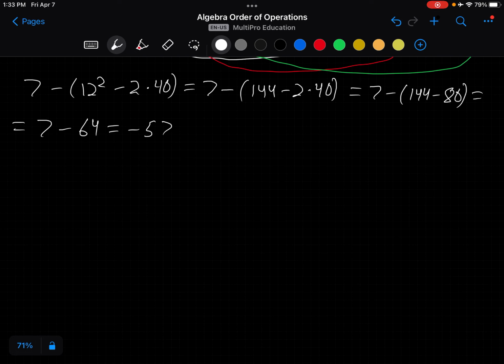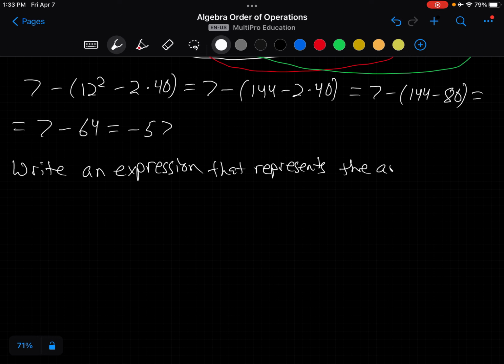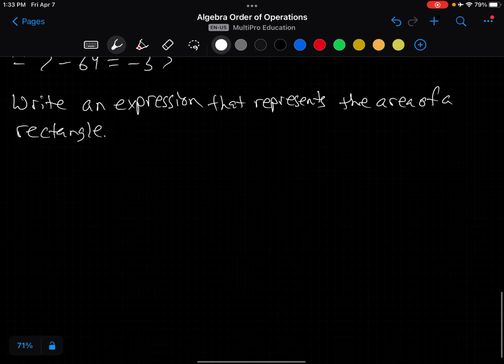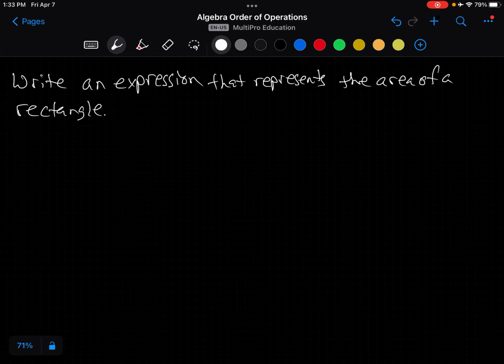All right, so now I want to give you another thing. I want you to write an expression that represents the area of a rectangle. A rectangle. So what is a rectangle? It's four-sided. It has two sides that are equal to each other and two other sides that are equal to each other. And all the lines are perpendicular to each other.